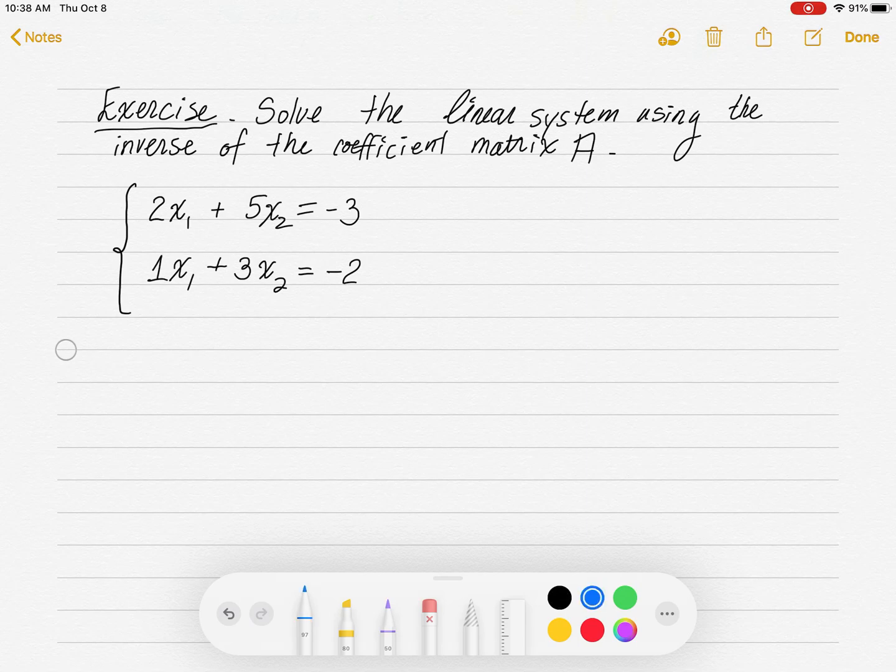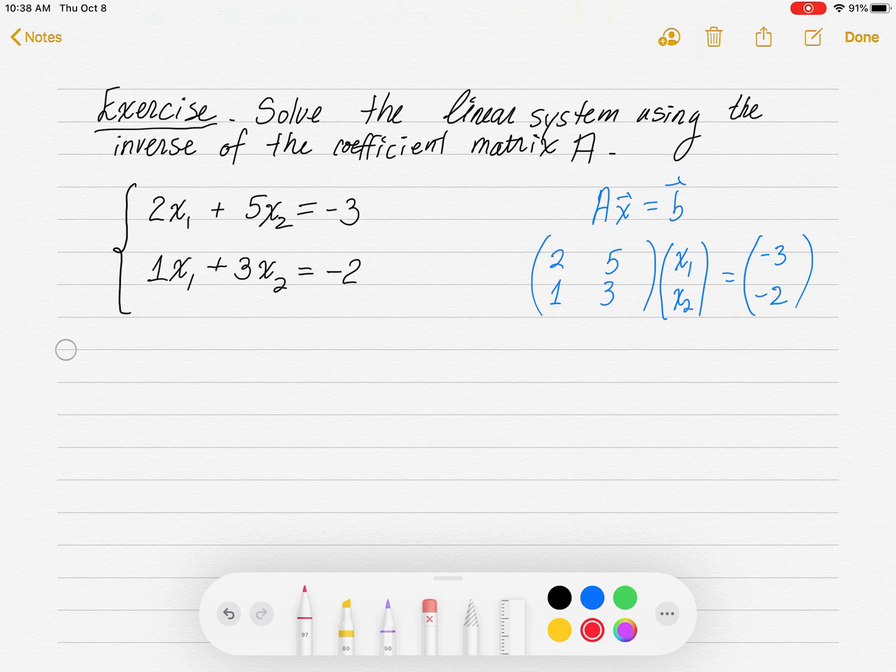Now we have lots of techniques for solving linear systems, but we're going to use the method where we find the inverse of the coefficient matrix. So if we want to set this up in AX equals B form, your matrix A would consist of the coefficients 2, 5, 1, and 3. And your vector X would consist of the vector with entries x1, x2. And your vector B would consist of -3 and -2. That's the right-hand side of your equation.